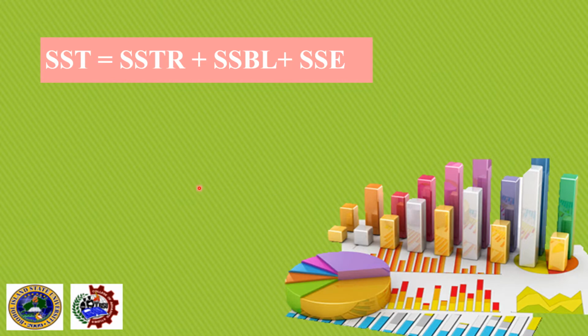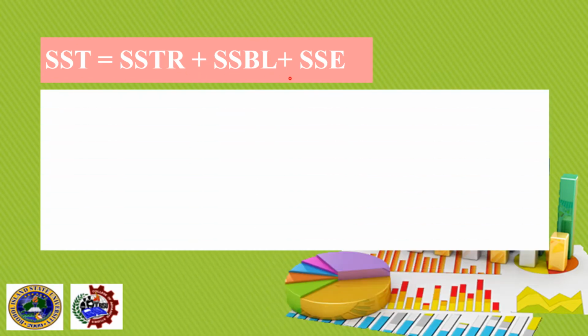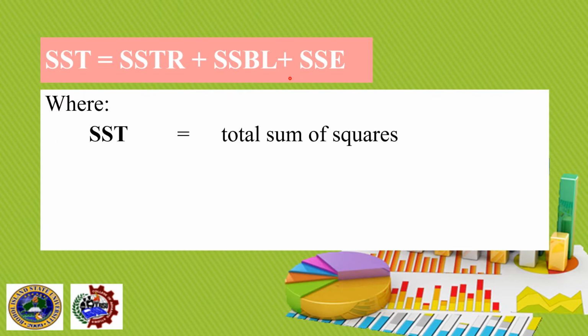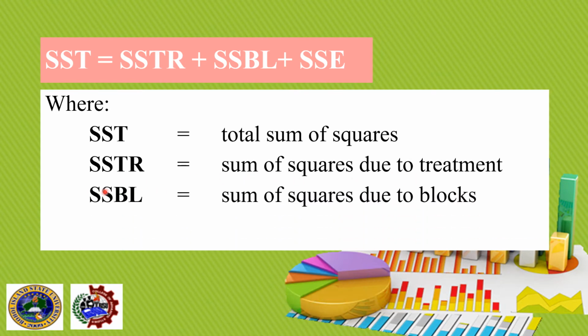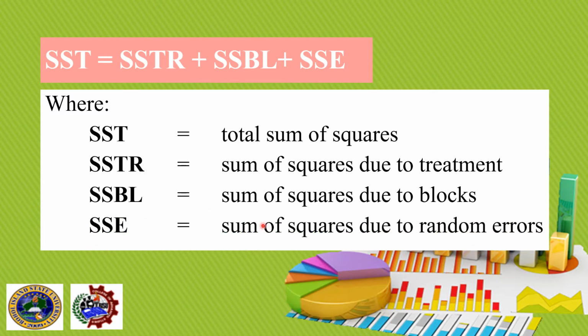In the randomized block design for the analysis of variance, we partition the total variation, or the total sum of squares, into 3 variations. That is, we have SST equals SSTR plus SSBL plus SSE, where SST is equal to the total sum of squares, SSTR is the sum of squares due to treatment, SSBL is the sum of squares due to blocks, and SSE is the sum of squares due to random errors.